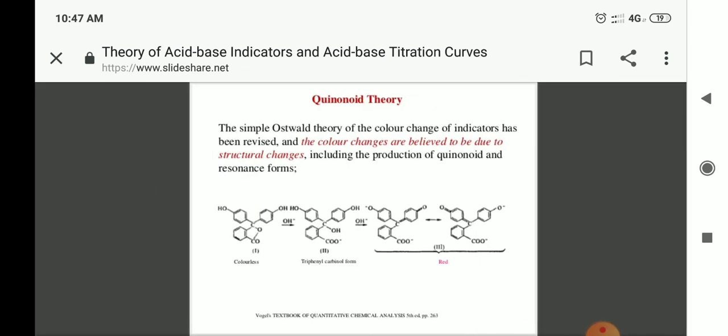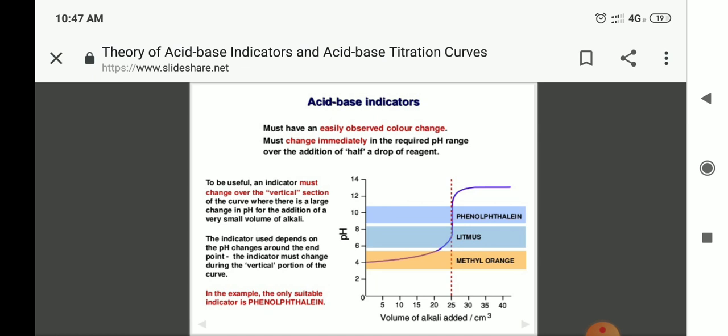Next is the quinonoid theory and the simple Ostwald theory. The color change of indicators has been revised, and the color changes are believed to be due to structural changes. Next are the acid base indicators.